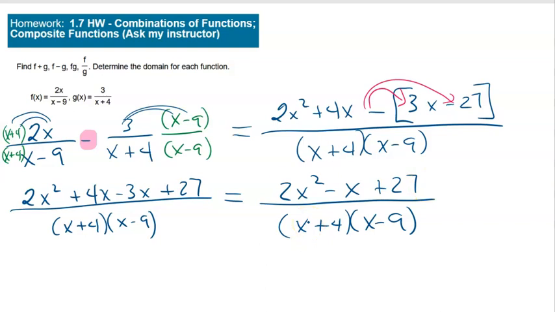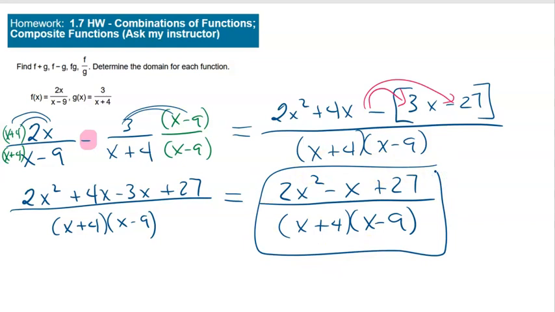So I need numbers that multiply to be 2 times 27, 54, but also add to be negative 1. Is there a single unique pair of integers that multiply to be positive 54 and add to be negative 1? And I argue that there are not. You can go through all the multiples of 54 and you're not going to find them add to be negative 1. It's impossible. What does that mean? That means I am at my final answer for subtracting these two functions.